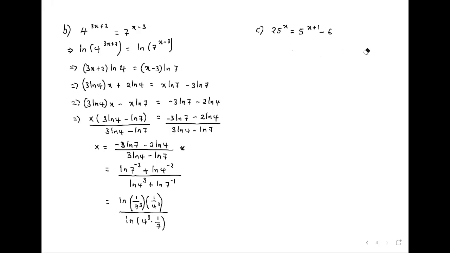we write 25 as 5 squared, and then it has the power x. We write 5 to the power x plus 1 as 5 to the power x multiplied by 5 to the power 1, minus 6. Now if I have a to the power m, to the power n, I can write it as a to the power mn, which I can write as a to the power nm. These are properties of indices.